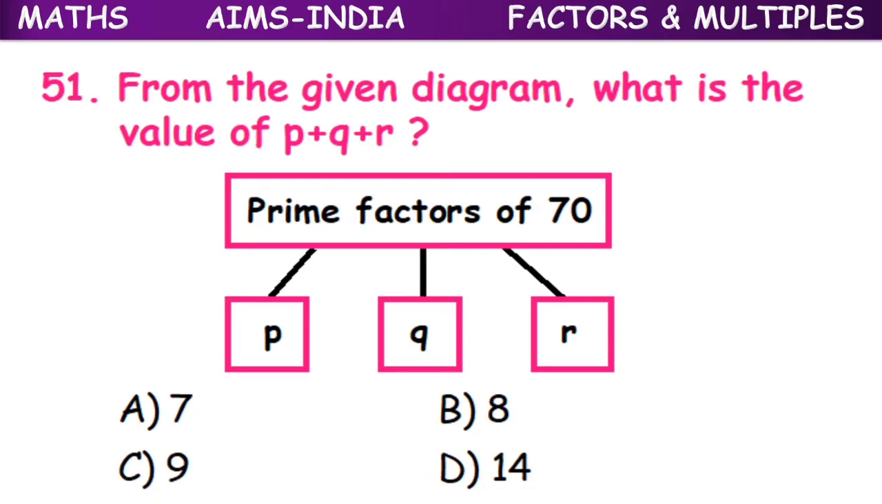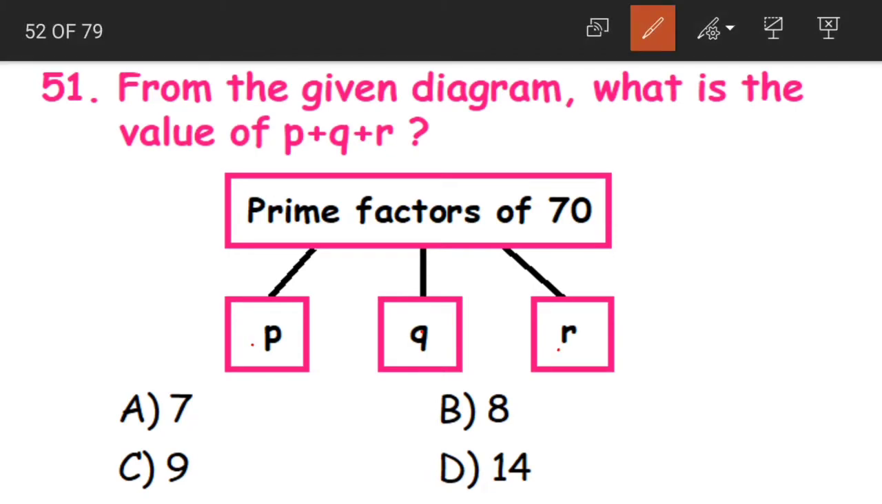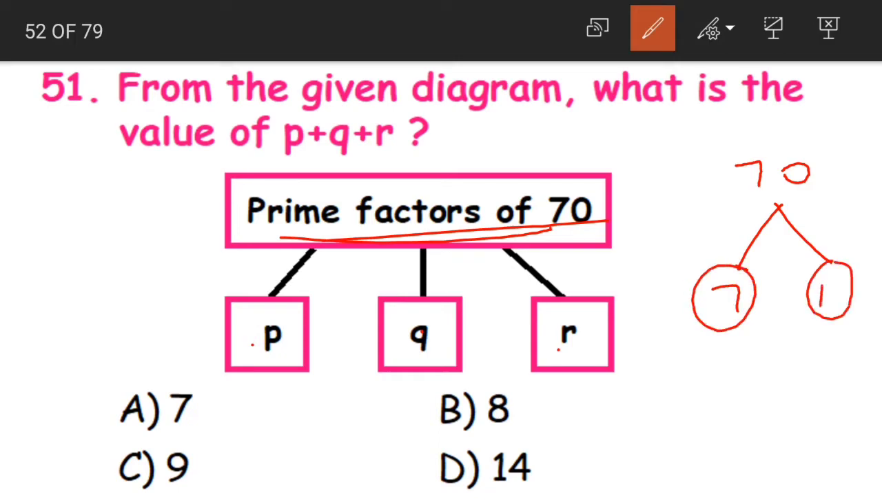Next question. From the given diagram, what is the value of P plus Q plus R? Now what are these P, Q and R? These are our prime factors of 70. Let us do the prime factorization and find out. We have 7 tens are 70. 7 is already a prime number. So breaking down 10 here, 10 is a composite number. Yes, it is not a prime number. Now 10 can be written as 2 fives are 10.